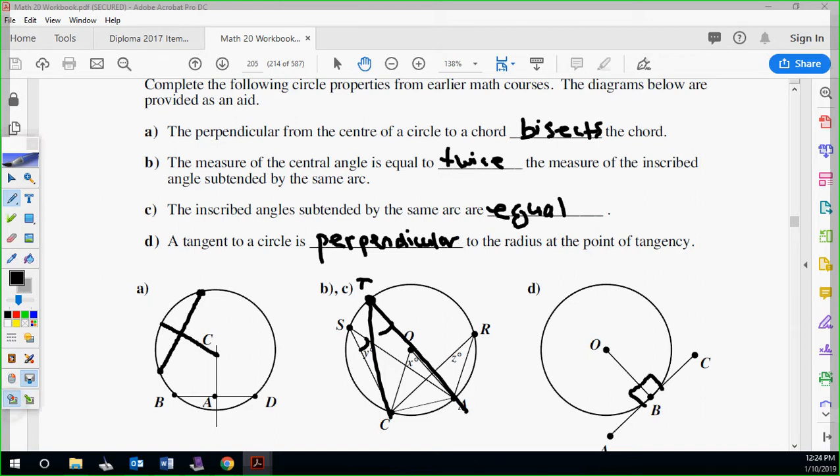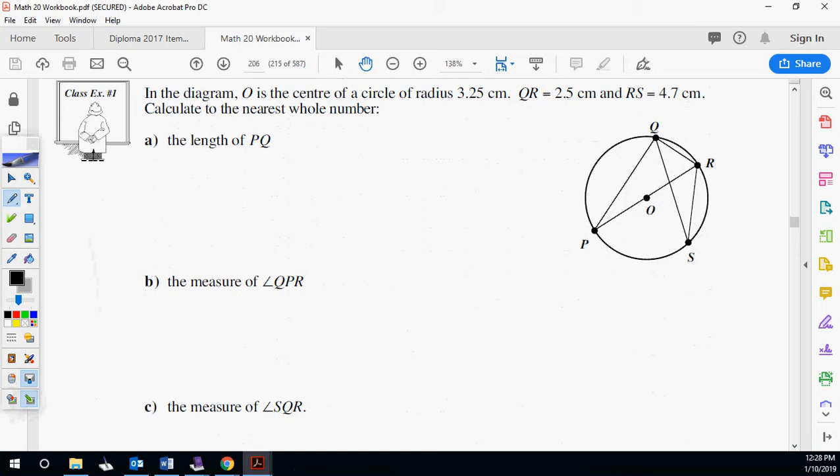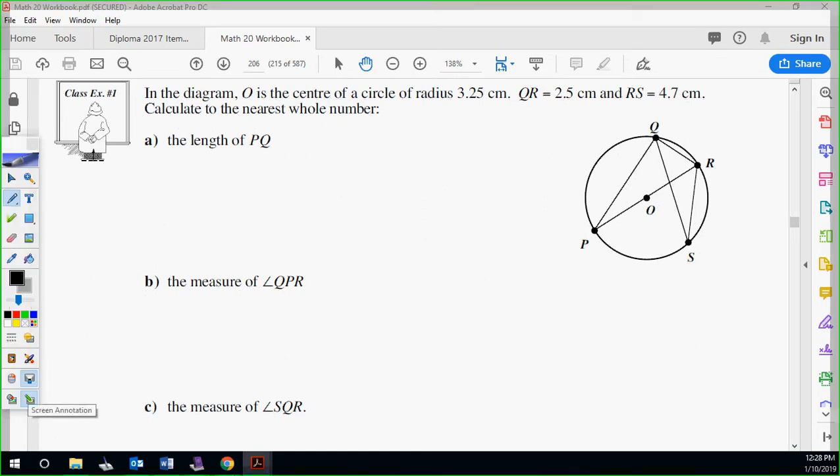All right. Let's keep going here. In the diagram, O is the center of the circle, radius 3.25. QR equals 2.5. RS equals 4.7. Calculate, to the nearest whole number, the length of PQ. So let's label the stuff we're given first. O is the center, the circle has a radius 3.25. So we know the radius is 3.25, like half that line there.